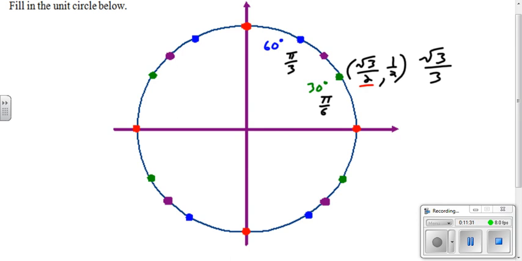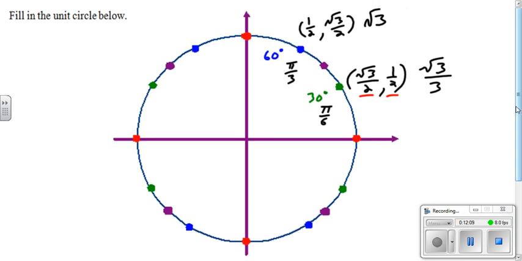Now, again, we can see we have a 1/2 and a √3/2. To find the coordinates of this one, we just flip those two. So our x becomes our 1/2, our y becomes our √3/2. In which case, we also have to flip our tangent to being 3 over √3, but we can't have a square root in the denominator. We get rid of that, so we rationalize by multiplying by √3 over √3, in which case we are left with just √3 as our tangent.